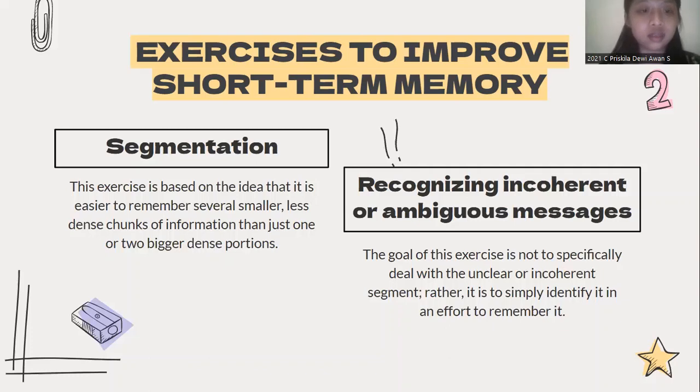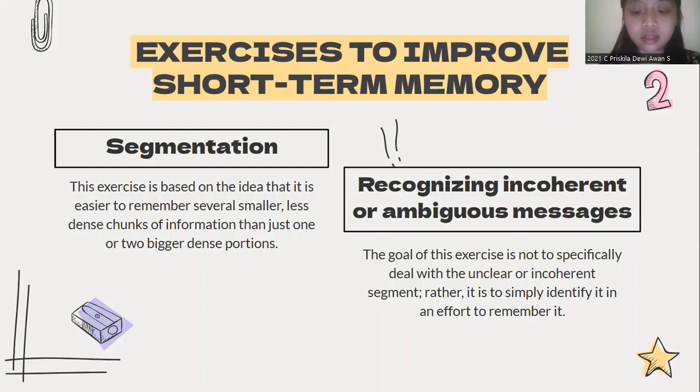And the seventh exercise is segmentation. This exercise is based on the idea that it is easier to remember several smaller, less dense chunks of information than just one or two bigger dense portions. Oral and written text can be used for segmenting the text, and long sentences and information should be found in writings.